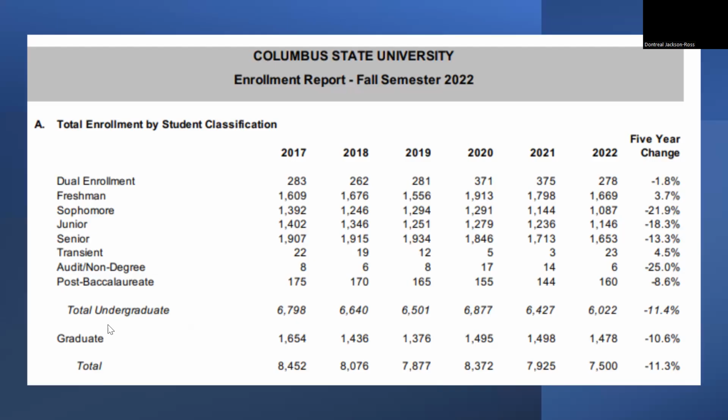Now, overall, the total with various typologies of students that include dual enrollment, freshman to senior, transient, non-degree, post-baccalaureate, all of that in undergrad and including grad, the population was 8,452 in 2017. And then there was a drop by 2022 to around 7.5 thousand.